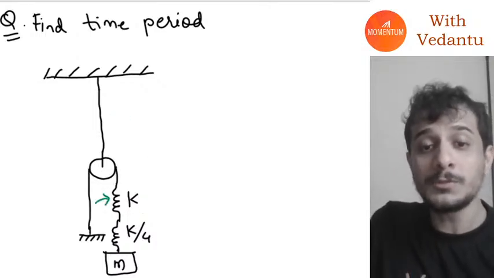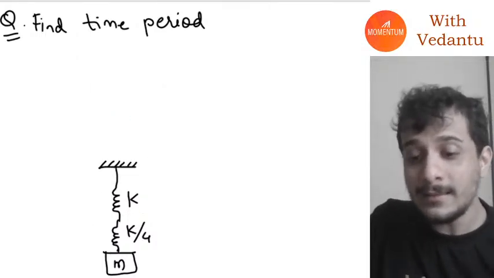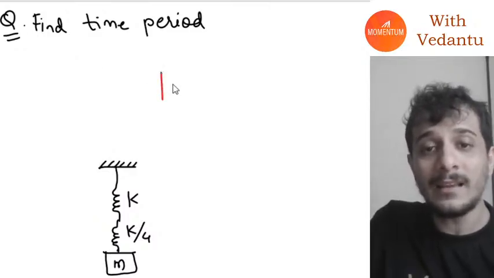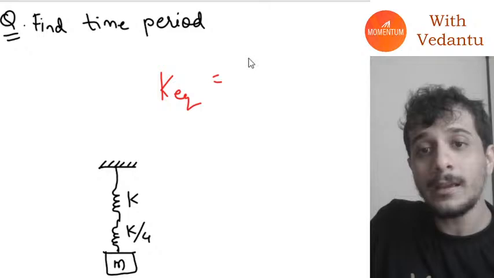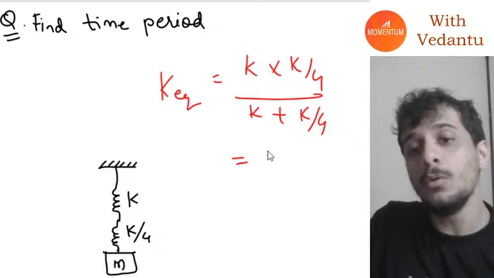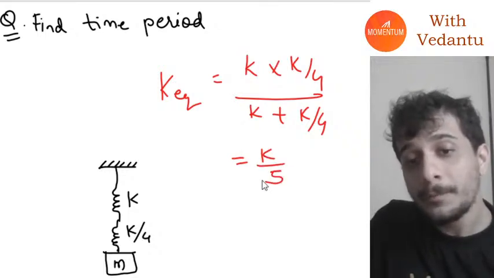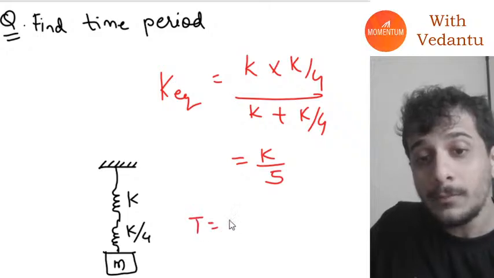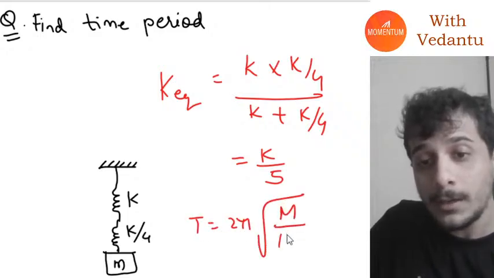Now I have two springs in series like this, and I can easily calculate the k equivalent as k into k by 4 upon k plus k by 4, which will be equal to k by 5. Yes, so the time period will be 2 pi under root m by k by 5.